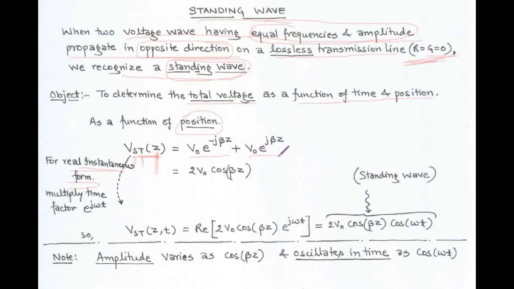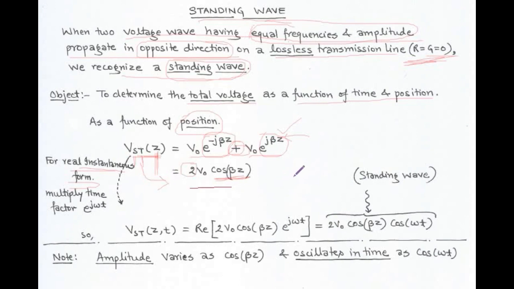plus j beta z. Here the minus sign in the exponent is for forward propagation and the positive sign in the exponent is for backward propagation. So here we see that between the two exponent terms there is a positive sign, so we can convert it into a cos form. For this we multiply and divide by 2 and this becomes the formula of cos beta z. So the total voltage as a function of position is equal to 2V0 cos beta z.